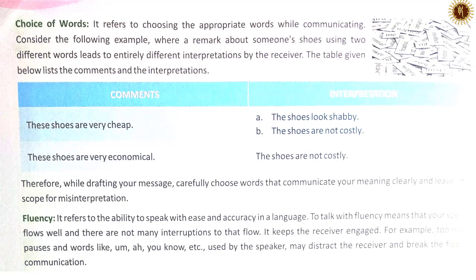Fluency. It refers to the ability to speak with ease and accuracy in the language. To talk with fluency means your speech flows well and there are not many interruptions to that flow. It keeps the receiver engaged. For example, too many pauses and filler sounds used by the speaker may distract the receiver and break the flow of communication.